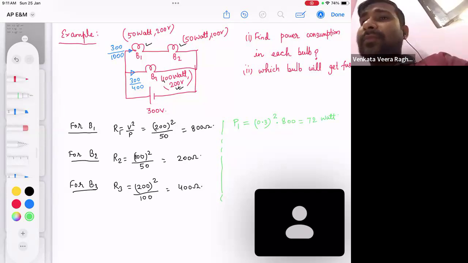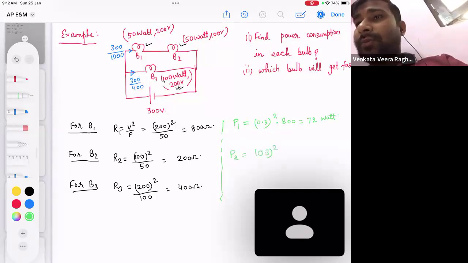Can you tell me what happened with bulb 2? 0.3 square and its resistance is 200. 9 into 2, 18 watt.